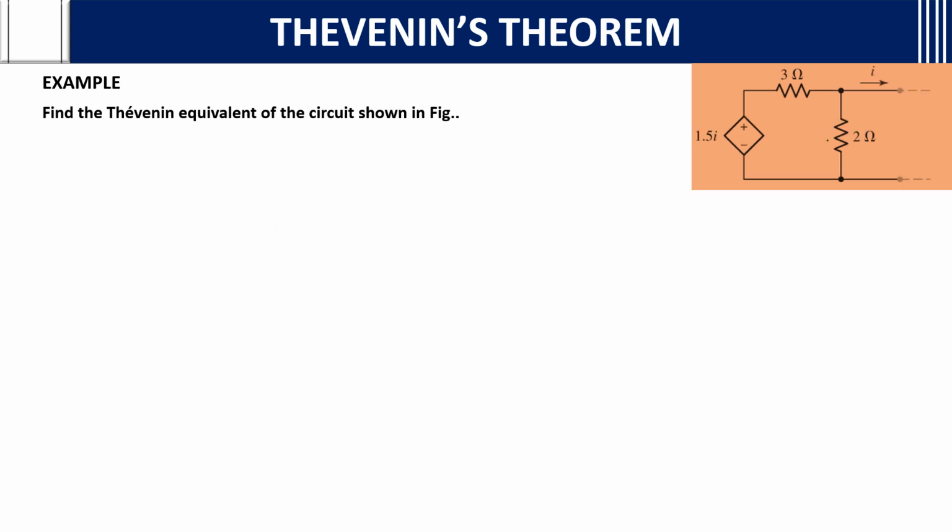Next question. Find the Thevenin equivalent of the circuit shown in the figure. Here also, see, a dependent source is given. Which kind of dependent source is this?